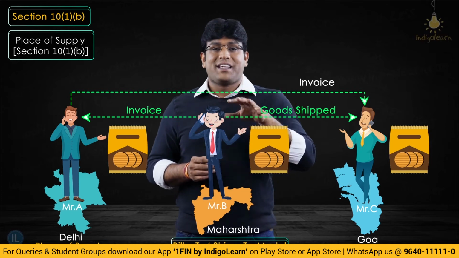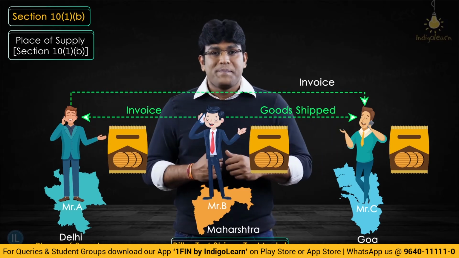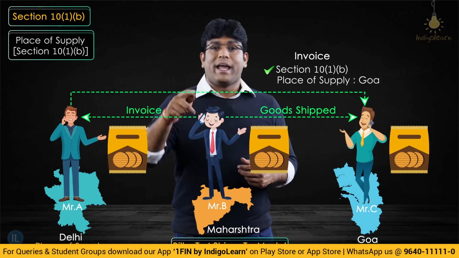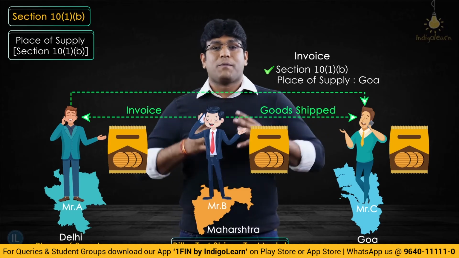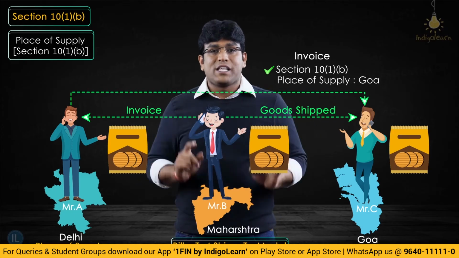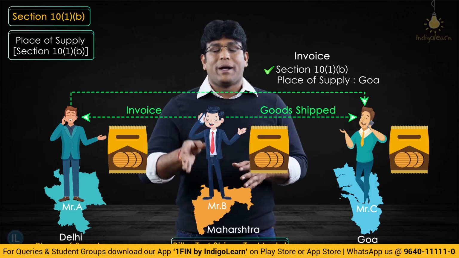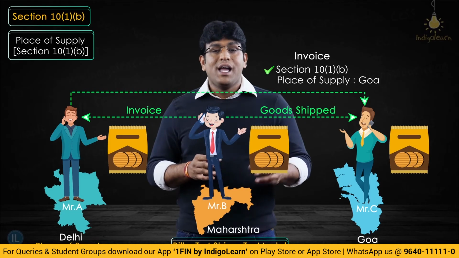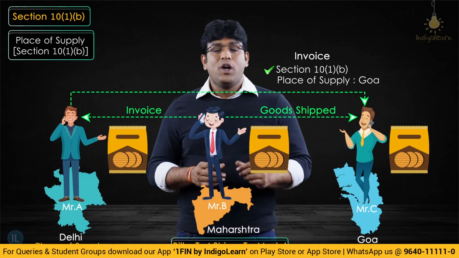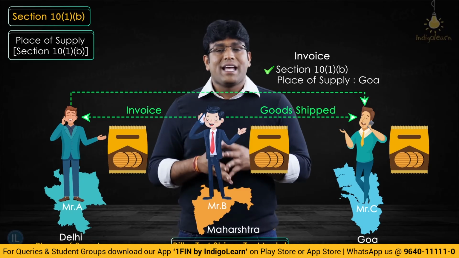C, in that case, my dear friends, for the transaction between Mr. A to Mr. C, we will apply section 10(1)(a) and the place of supply will become Goa. Why did I apply 10(1)(a)? Because this is a case where there is movement of goods. And why did I apply 10(1)(a) but not 10(1)(b)? Because nobody instructed Mr. A to supply goods to C. C only asked A to supply and A supplied.